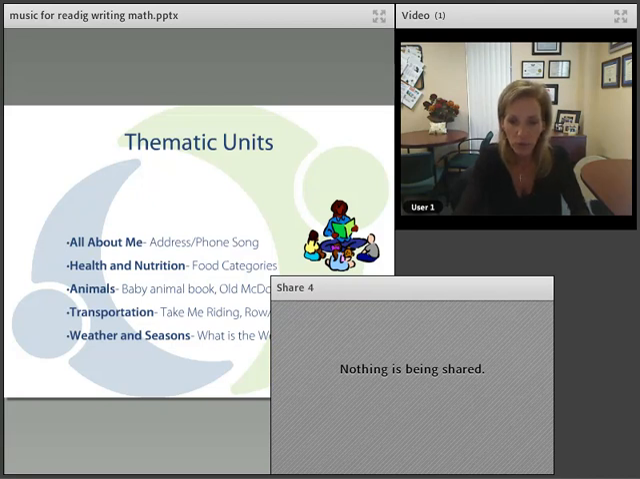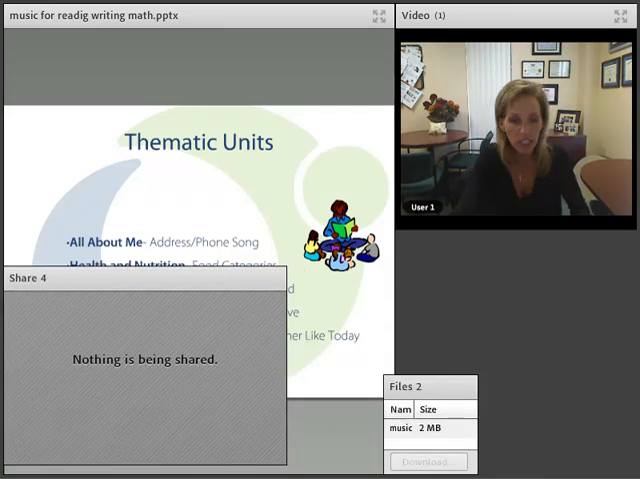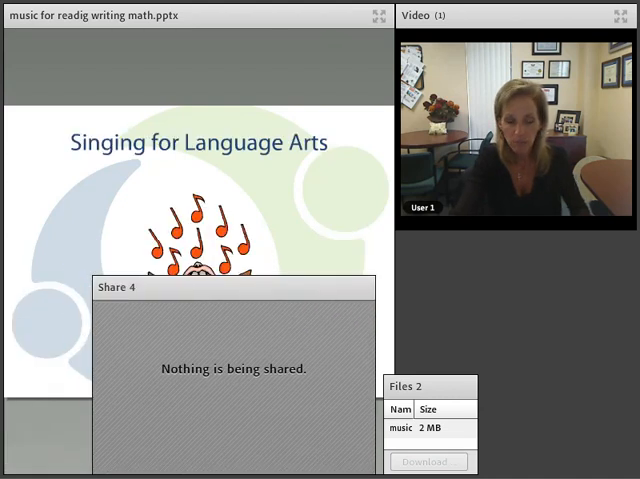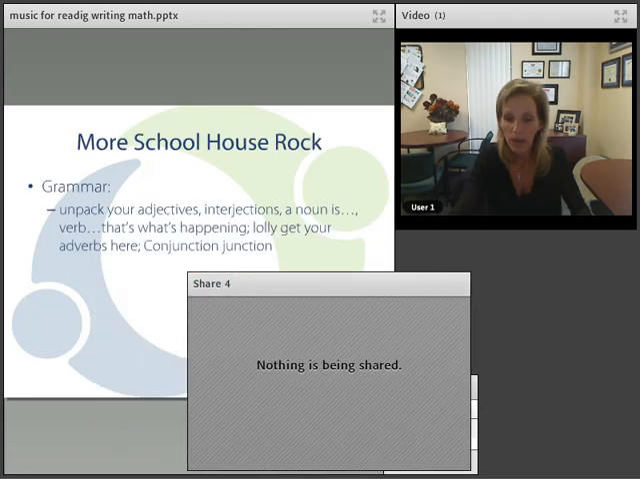There's also a song about food categories if you're doing a thematic unit on health and nutrition. The animals, I mean, you can imagine there are tons of songs about animals. For transportation, if you're teaching the concepts of transportation, there's a song called Take Me Riding, and there's another one called Row and Drive in, again, in this book called Prelude Music Therapy. And on YouTube, as well as in many children's CDs, there are also songs about the weather and teaching about hot and cold and when it's sunny or cloudy, and we can teach those concepts through songs.